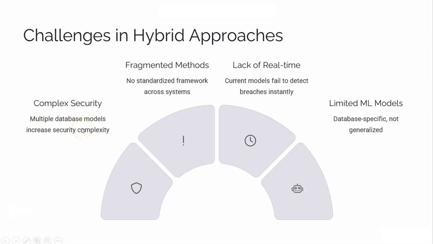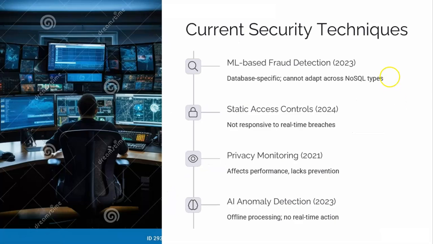That increases the complexity of security because each model has its own security measurement factor, and there is no standardized framework across systems. The current models fail to detect breaches instantly because AI anomaly-based systems detect anomalies in the form of batches, and they do offline processing to check for anomalies. And it is database specific, it is not generalized. So these are the current security techniques.